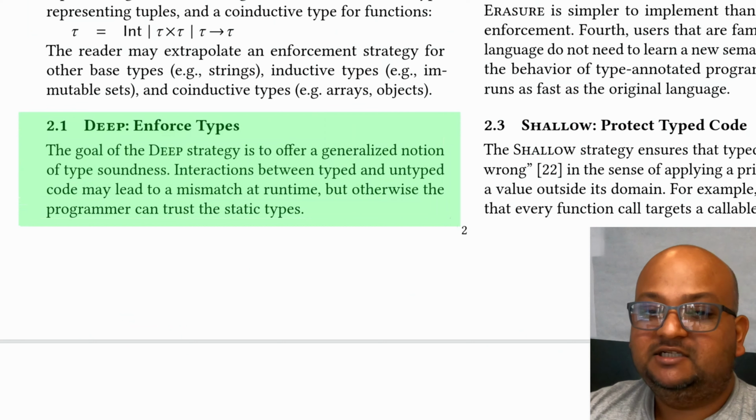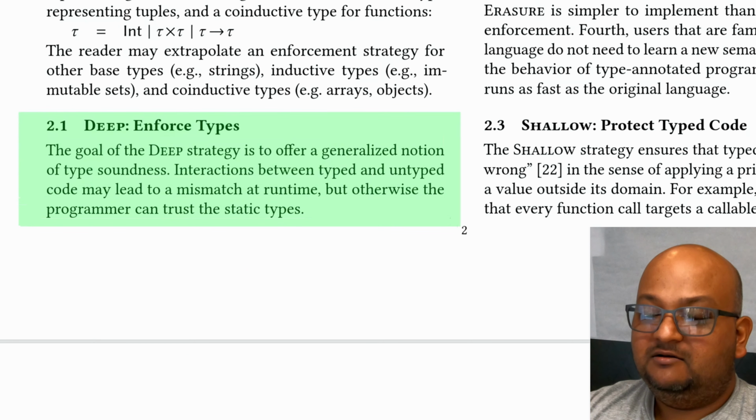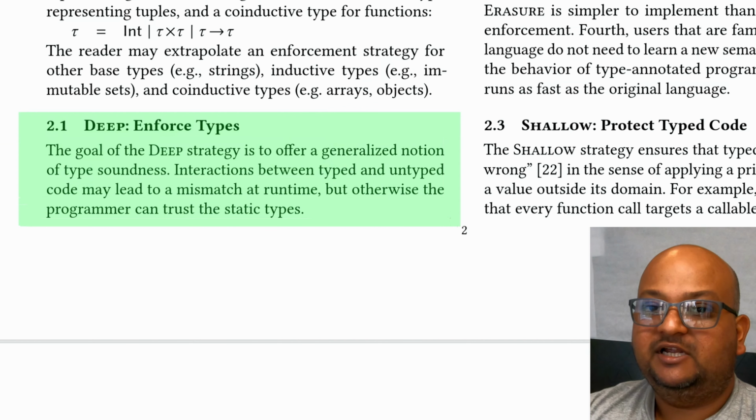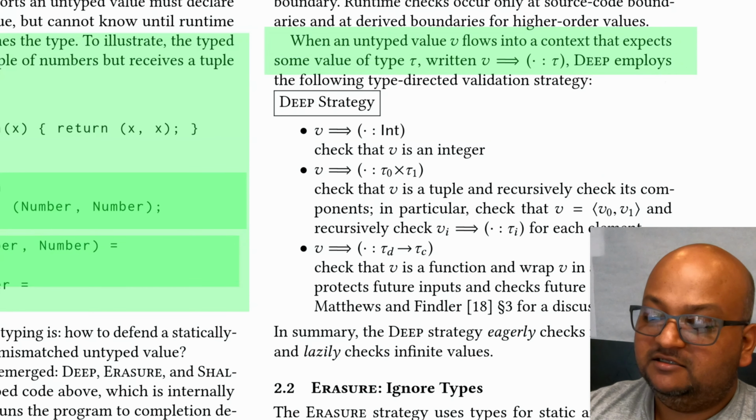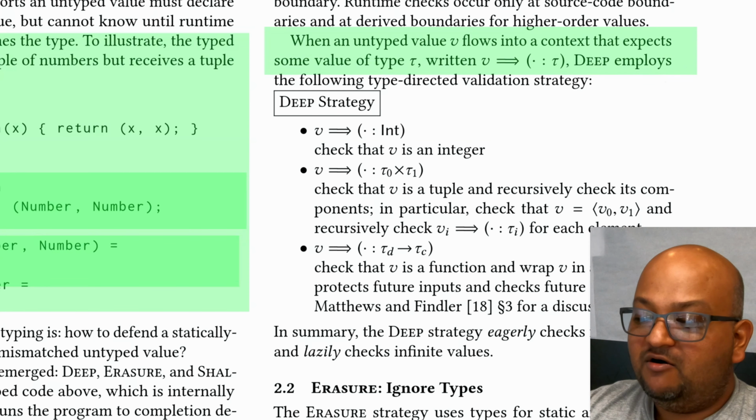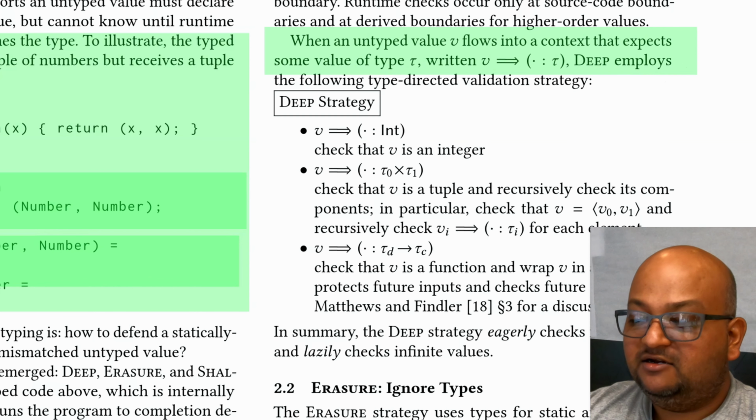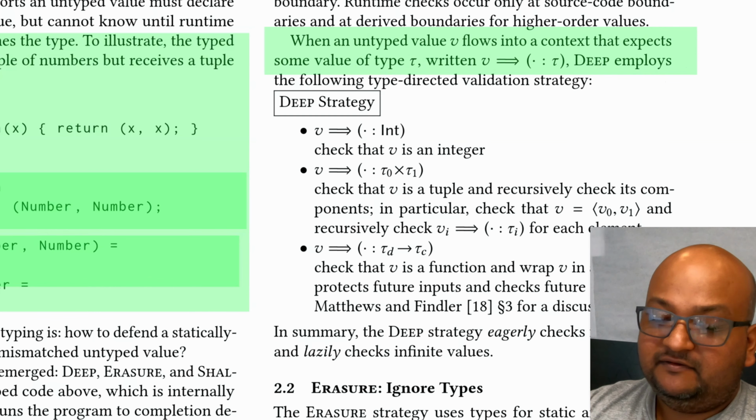Deep type systems will enforce types fully. Whenever there's an interaction between a typed and an untyped region, the types will be fully checked at runtime. They use this notation to say that an untyped value v is flowing into a context that expects it to be of type tau. And then they give examples of what would happen with the deep strategy.